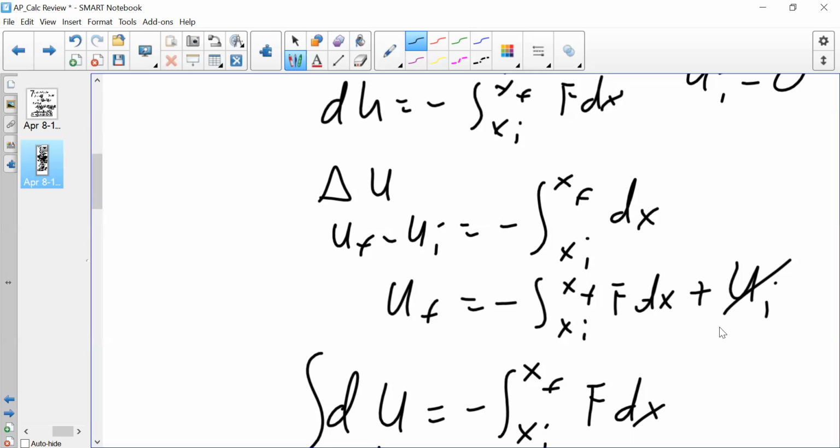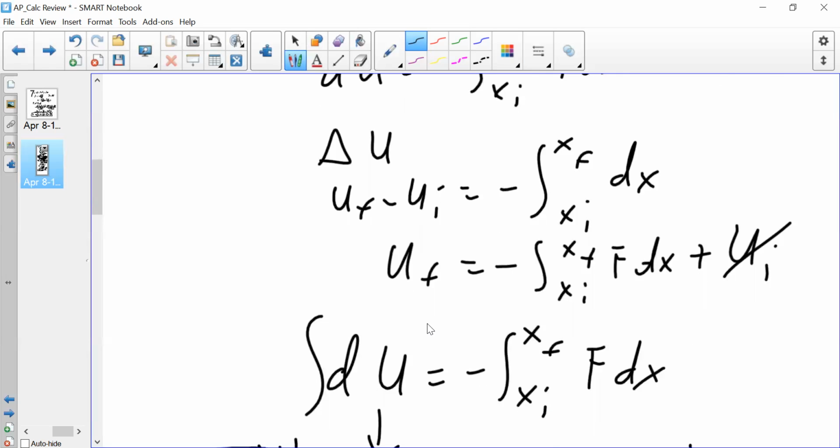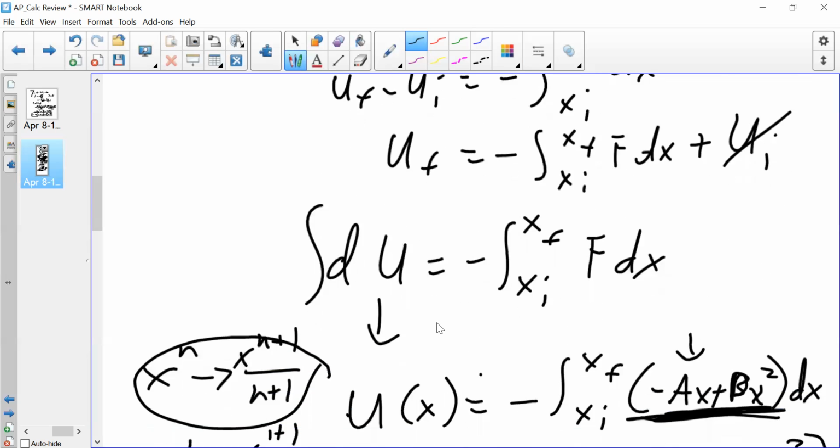Now, since U initial is equal to 0, well, we could be gaining in the negative direction, the numbers are increasing just in a different direction. But we're going to keep it simple and say that since this is zero, this function here will just be positive. So taking that context, this is negative work equals the positive change in potential energy.